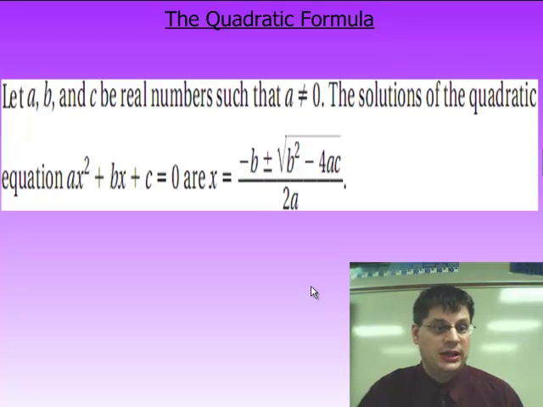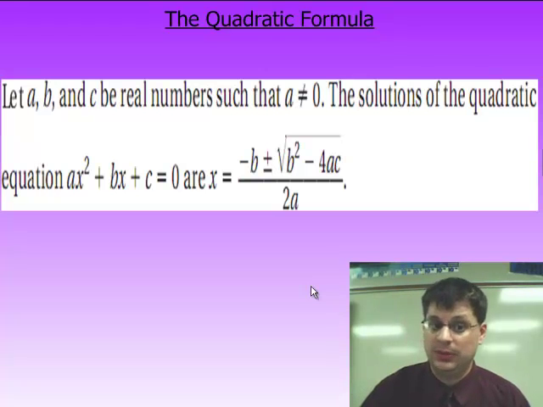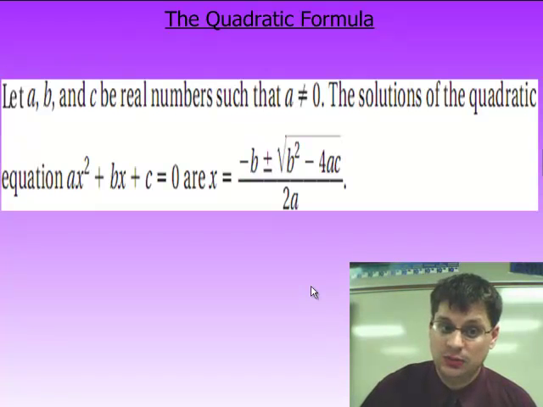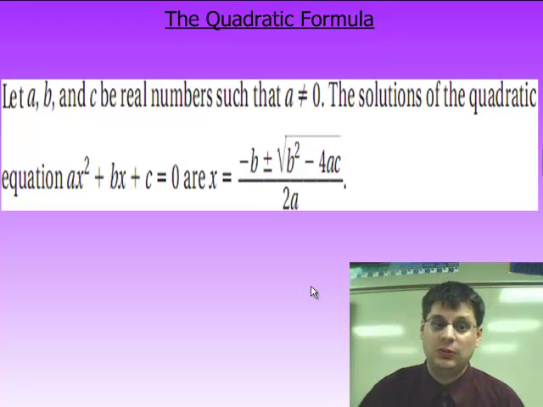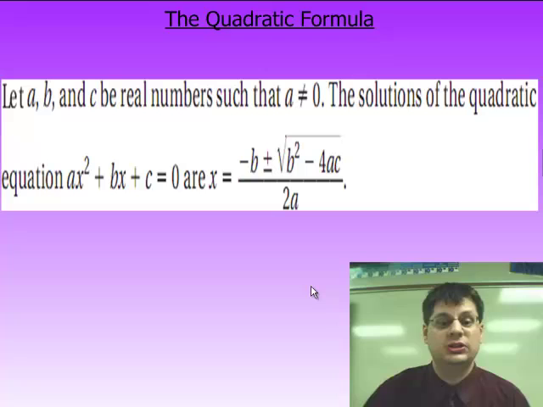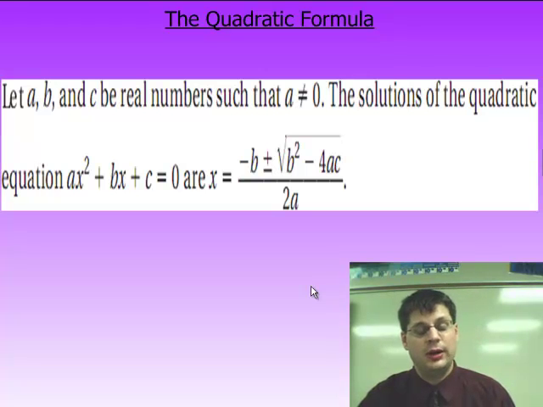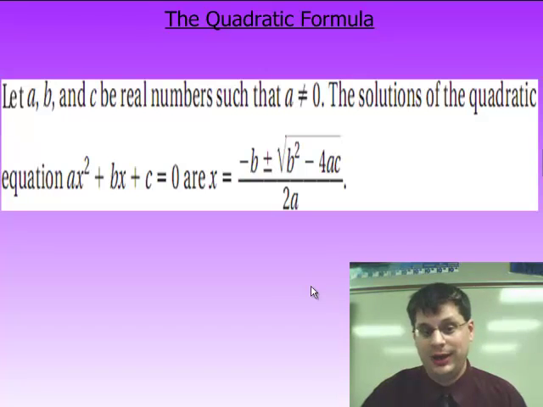It's defined as: let a, b, and c be real numbers such that a is not equal to 0, and the solutions of a quadratic equation ax squared plus bx plus c equals 0 are x equals negative b plus or minus the square root of b squared minus 4ac all over 2a.